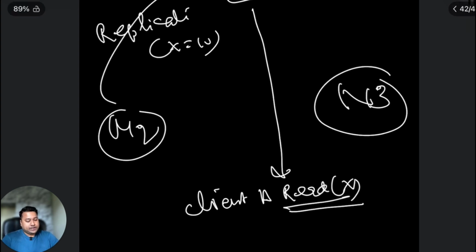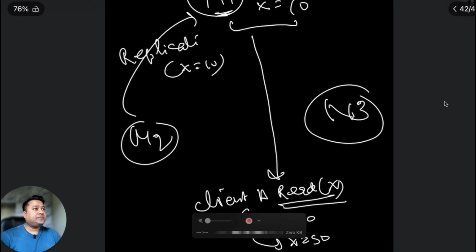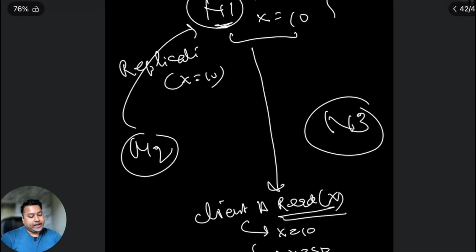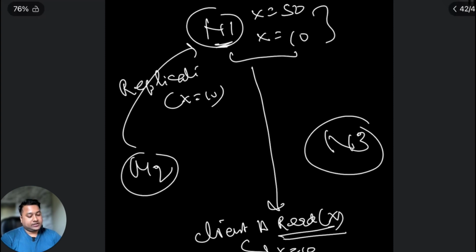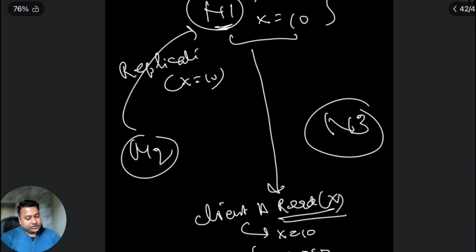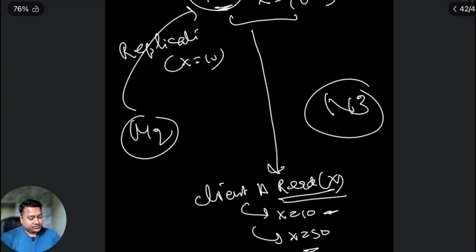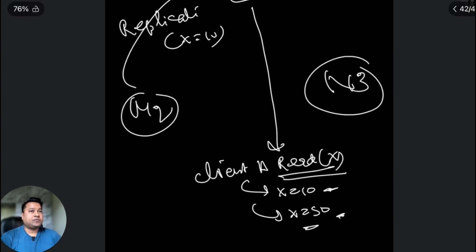Now what will happen? Client will get two versions, right? Version 1 x is equal to 10 and x is equal to 50, right? So in this case, for the same value x, node 1 has x is equal to 50 and also x is equal to 10, right? So when client A tried to read the value from node 1, it received x is equal to 10 and x is equal to 50, right?